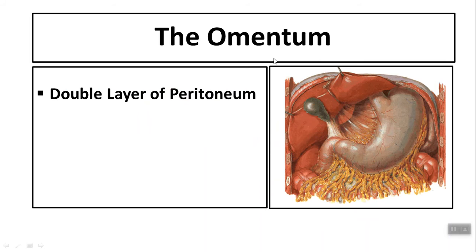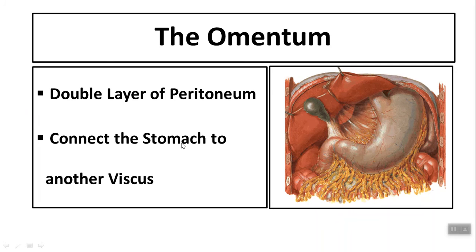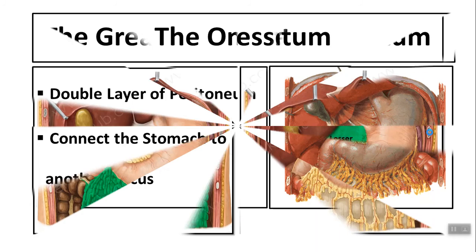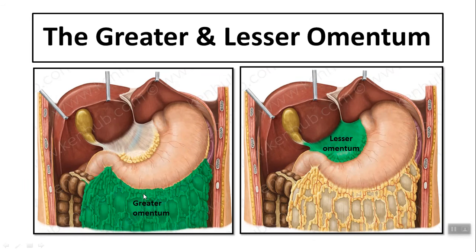When the peritoneum duplicates or forms a double layer, it will form certain structures. From these structures is the omentum. Omentum is a double layer of peritoneum that connects the stomach to another viscus such as the liver or the spleen. We have the greater omentum and the lesser omentum.